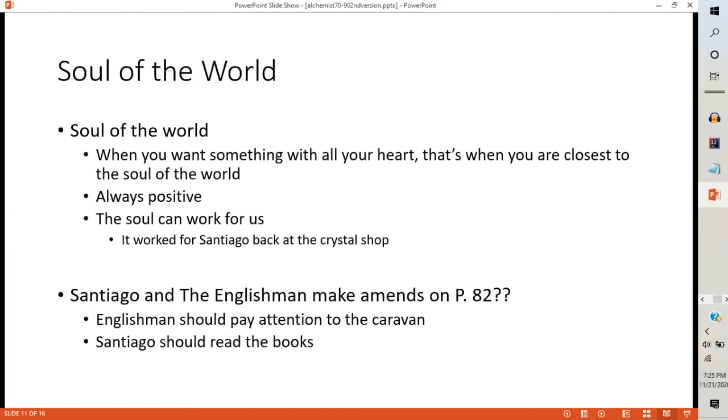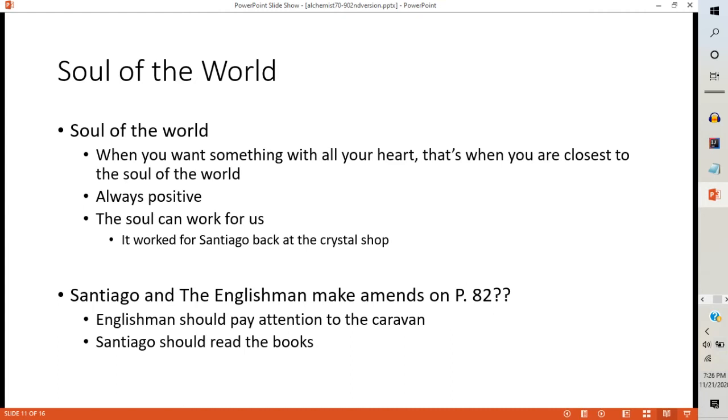So it seems like now they have like an understanding of each other. And maybe it took this soul of the world conversation to bring it together. Maybe the Englishman realizes a little more about what Santiago's all about. He appreciates the work he put in at the merchant shop. He appreciates that he's looking for a treasure too.